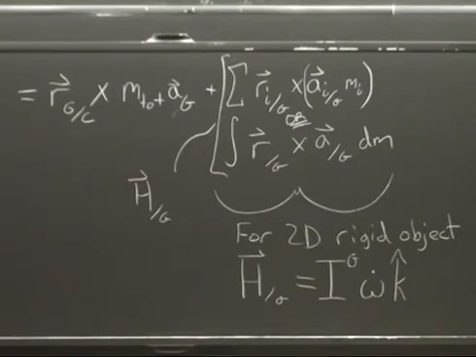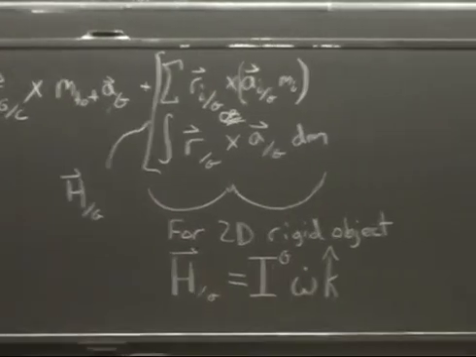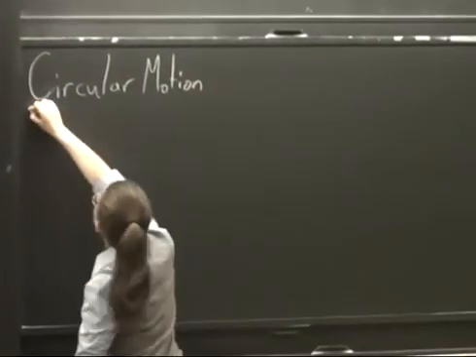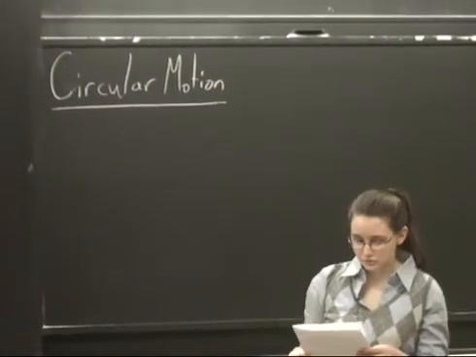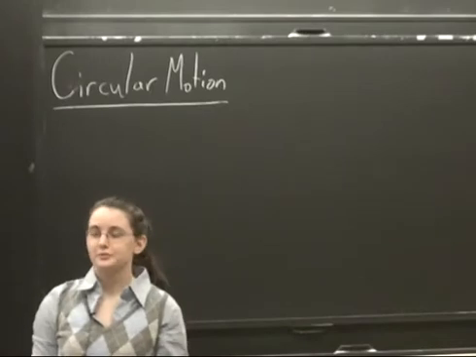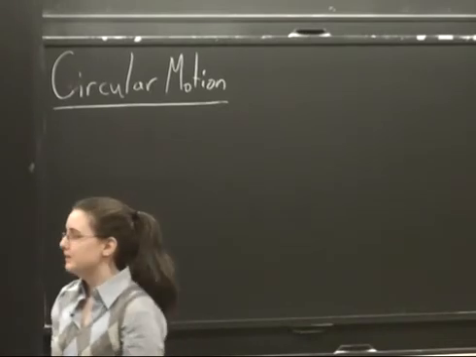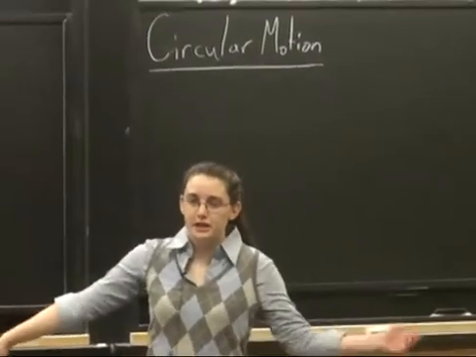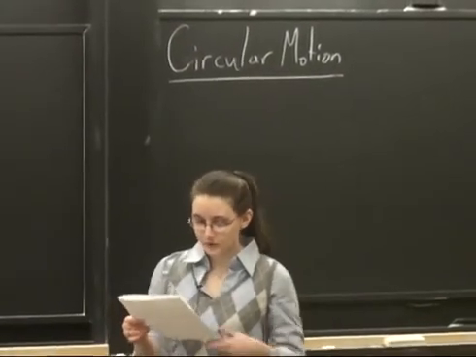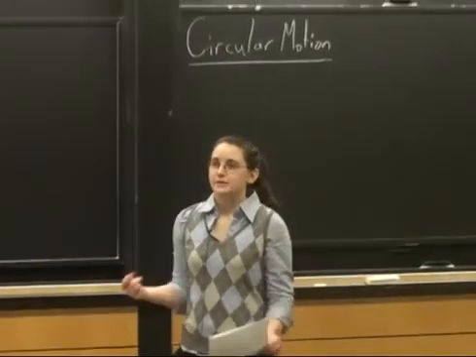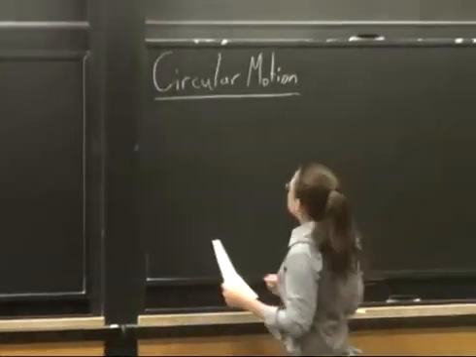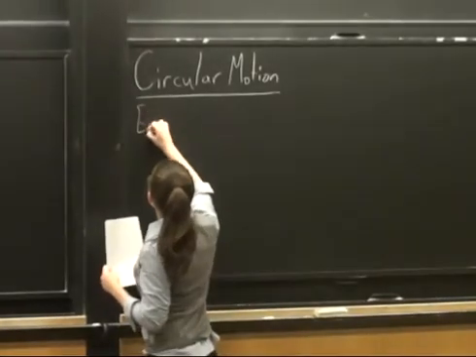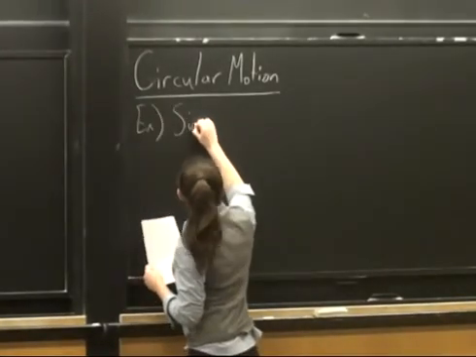So let's try using this for things that are actually rotating. And we're going to talk about the constrained motion of moving in a circle. You might think that moving in a circle is simpler than moving generally in all directions, but the constraints do add some complexity to the problem. So we're going to look at the classic example of a simple pendulum.